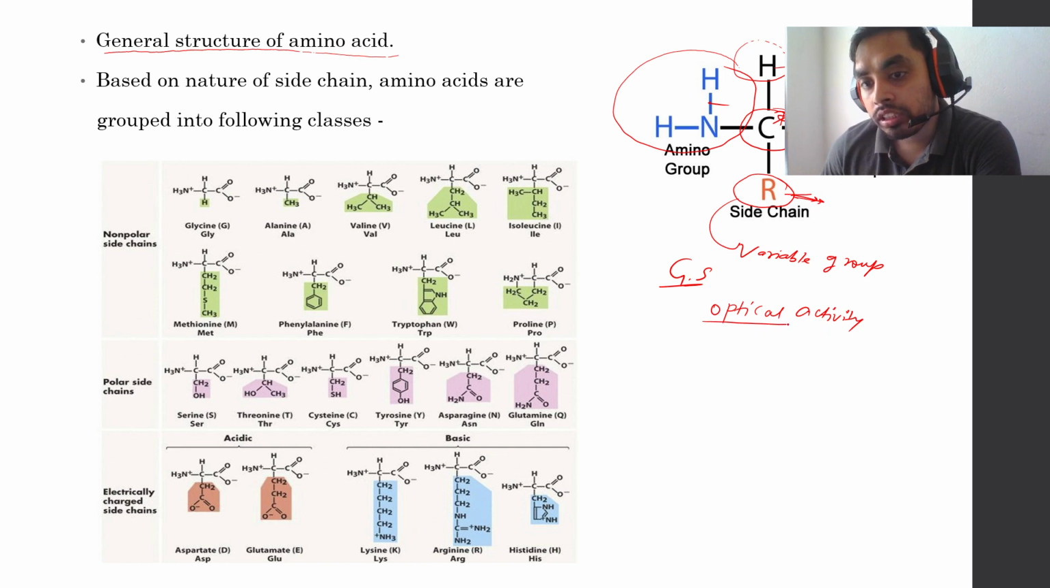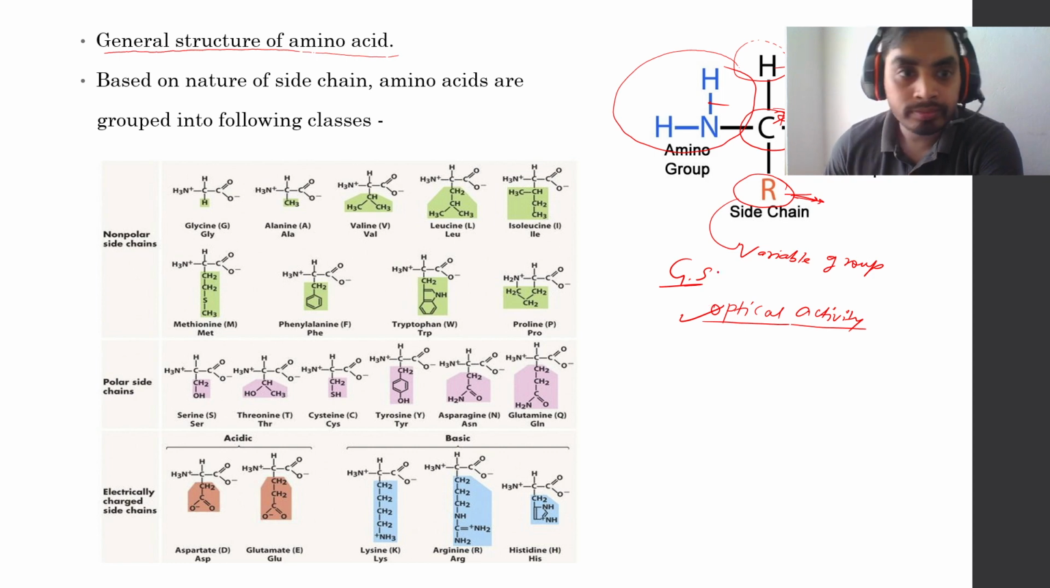Okay, this amino acid can show optical activity because if this R group is any group other than hydrogen, then all the groups would be different, and this carbon would be a chiral carbon, and it will be optically active. Okay, so now, as I have told you, there are 20 amino acids.